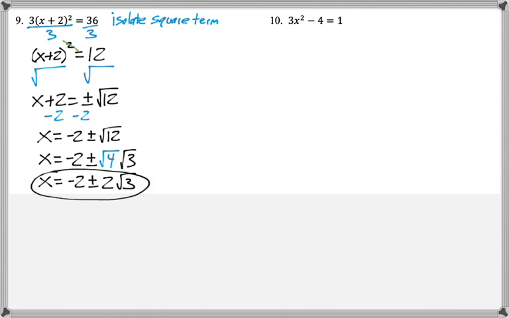Now, just as a note, I cannot combine the negative 2 with this positive 2 because this positive 2 is with the square root of 3. So they're not like terms, and I can't combine them. Now, if you wanted to separate your two answers, you could, and it would be negative 2 plus 2 square root of 3 and negative 2 minus 2 square root of 3.